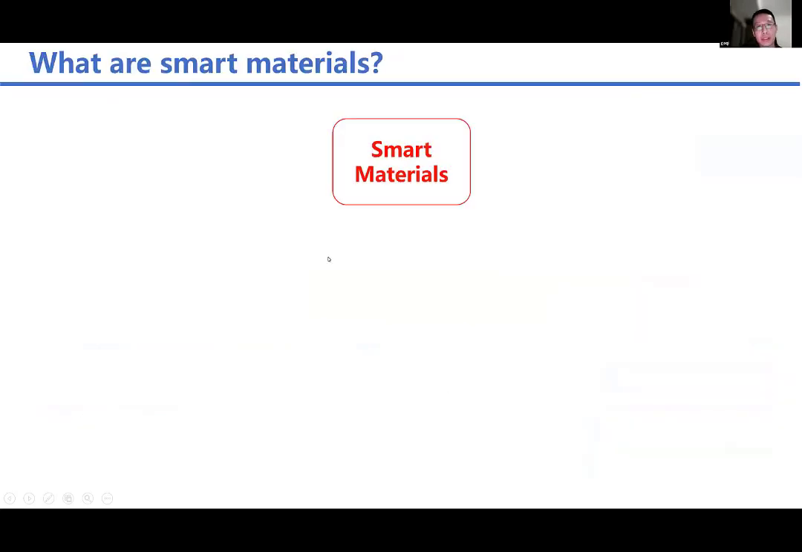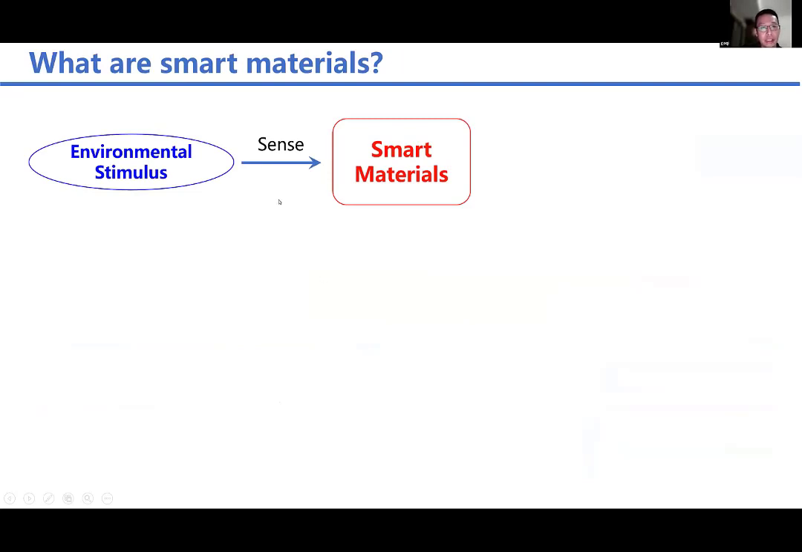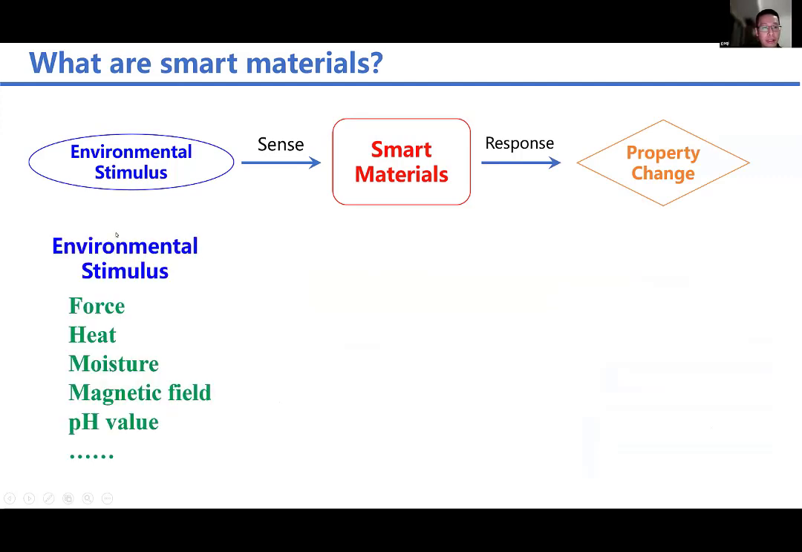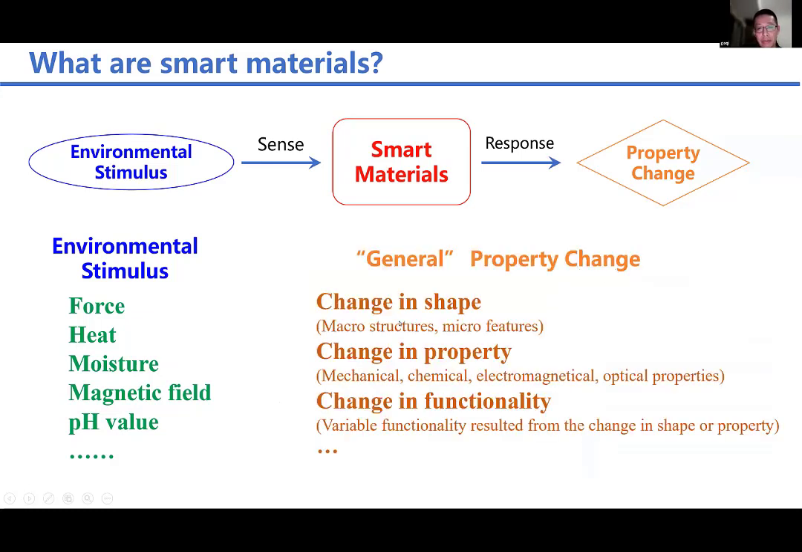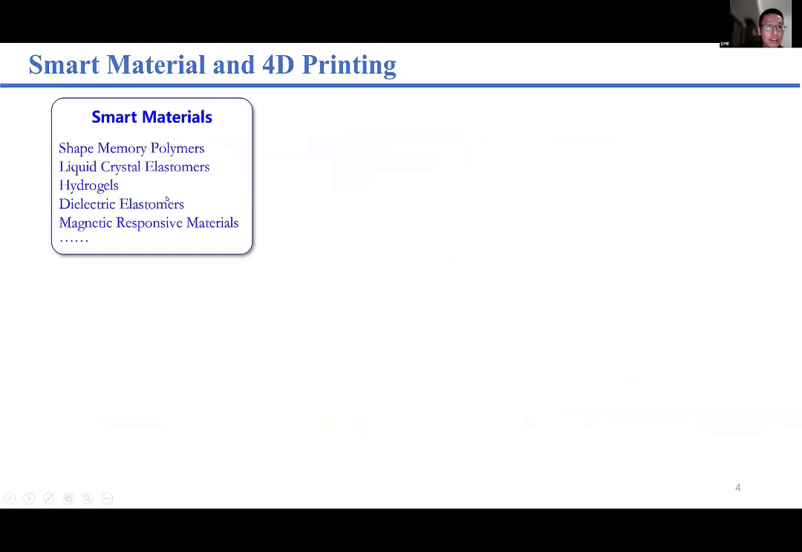And what are the smart materials? I think everyone is very familiar. Smart material is the material which can sense the environmental stimuli and then respond. And the response could be a property change. The environmental stimuli could be something like this here, right? And the property change can be a change in shape, or, if we say it's a general property change, a change in property or even in functionalities, right? And there are a lot of smart materials such as shape memory polymers, liquid crystal elastomers, and a lot more.